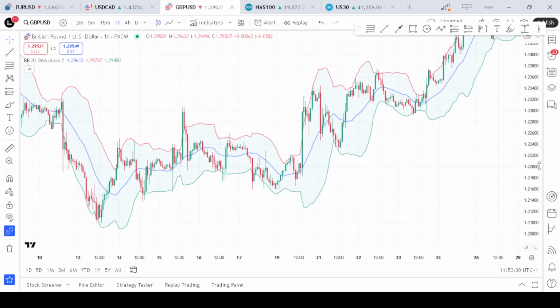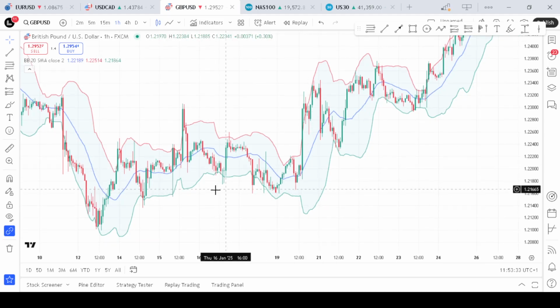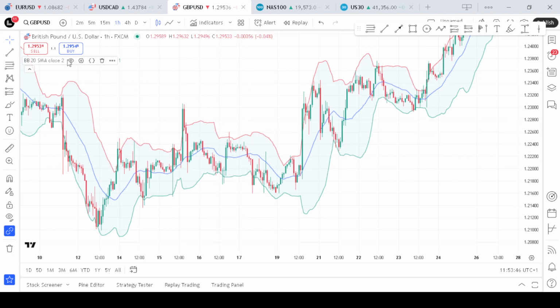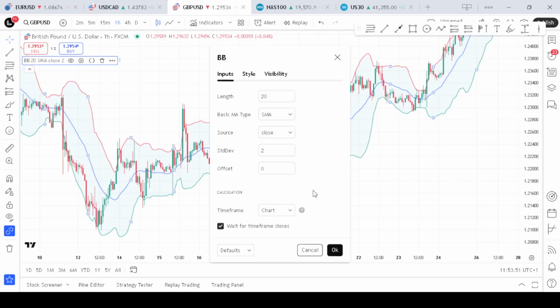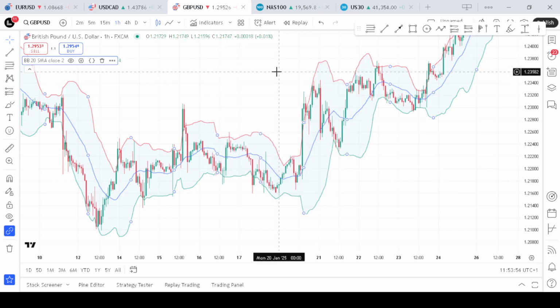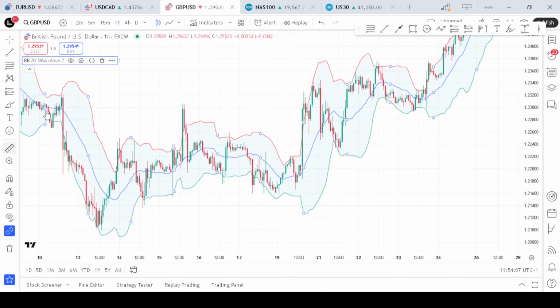At its core, the Bollinger Band consists of a middle band, typically a 20-period simple moving average, flanked by an upper and lower band that represent standard deviation from the middle band. As we can see, this is the Bollinger Band that we have included to our chart. This is the setting of the Bollinger Band. Now, this band expands and contracts based on the market volatility, helping traders to identify potential overbought and oversold conditions.